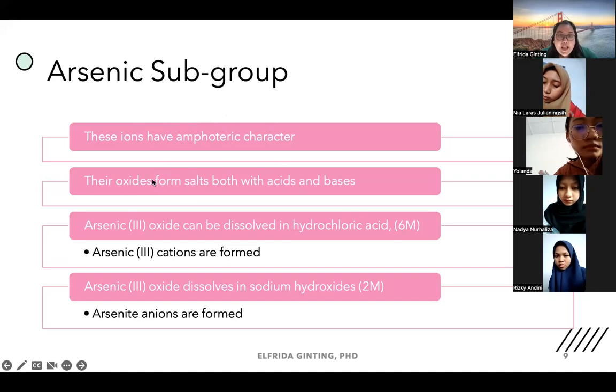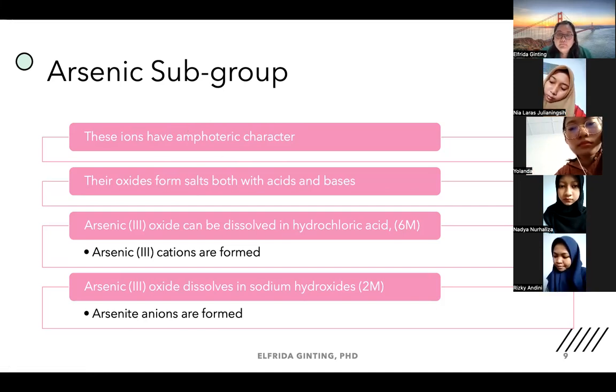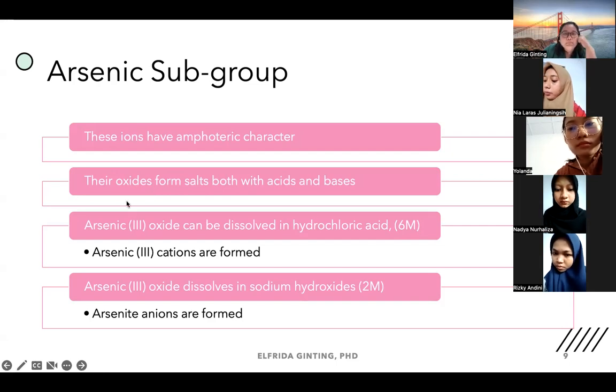if they have an oxide, the oxide will form salt with both acid and base. So their oxide can react with acid and base. That's why we call it amphoteric character. Now, let's see the example.